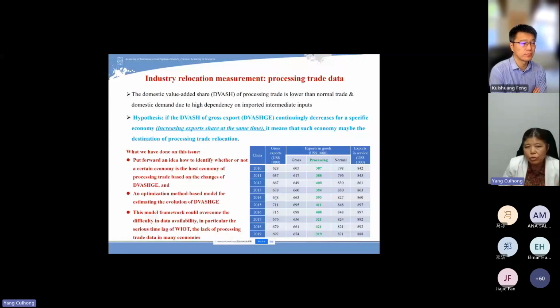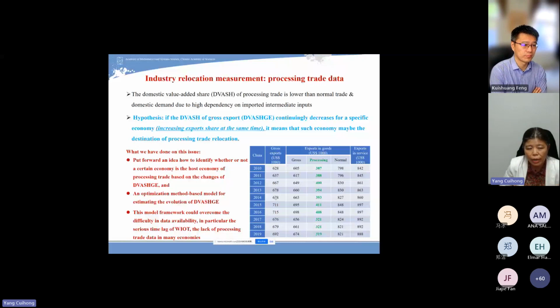When we look at the industrial relocation of processing trade, we have several points. The first point is the domestic value added share, because in the past more than 20 years, we have been focused on the domestic value added measurement of exports, in particular the processing exports, starting from China's case. The domestic value added share of processing trade is lower than normal trade and domestic demand because it's highly dependent on imported intermediate inputs. This is one fact for the processing export.